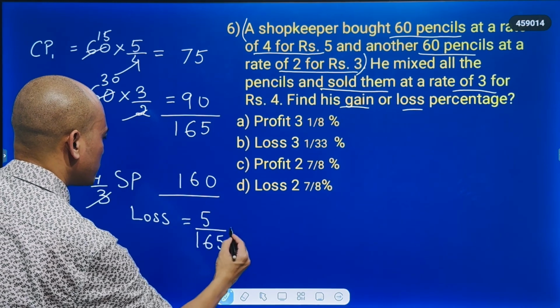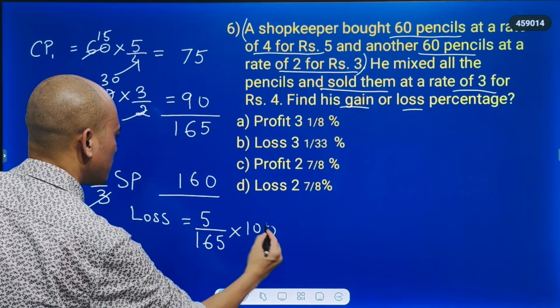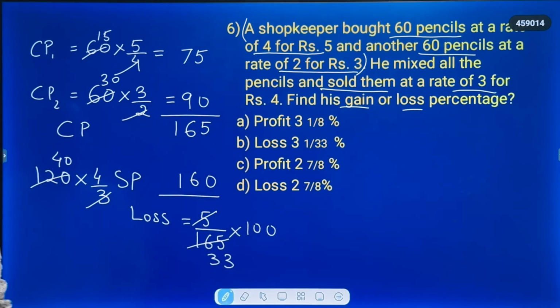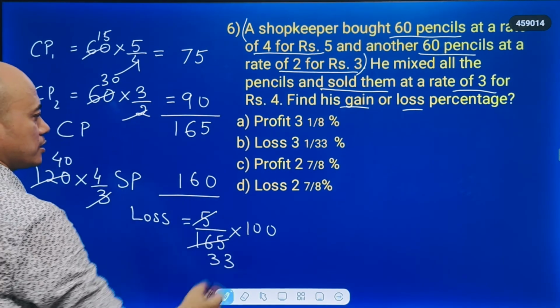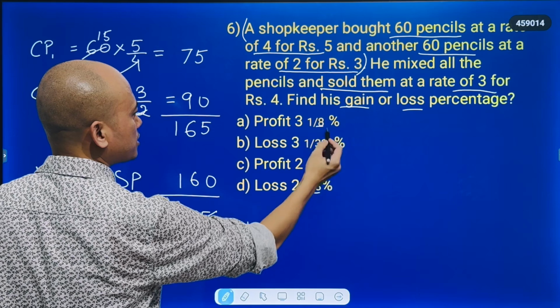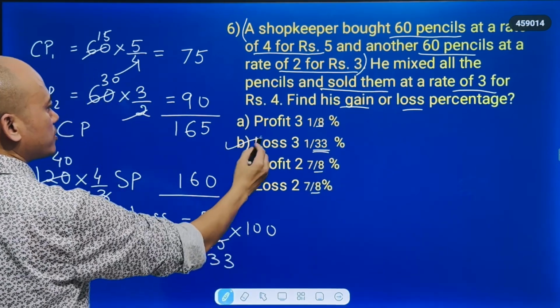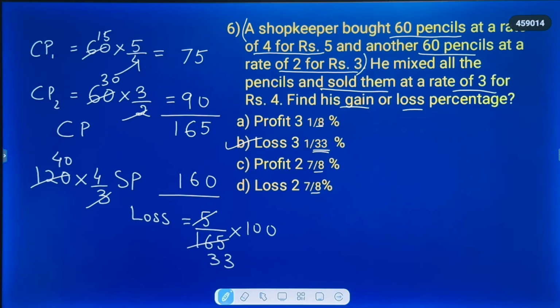5 by 165 into 100. So 5 3s are 15, 5 3s are 15. So 100 by 33, all the denominators you can see, this is 8, 8, 8, only this one is 33. So option B is the correct answer.